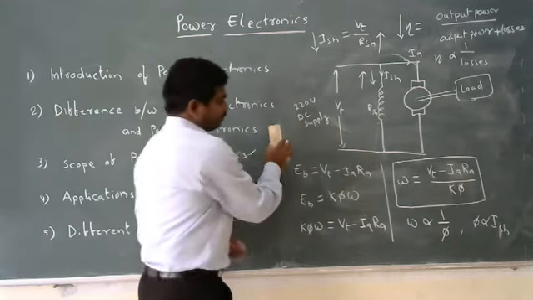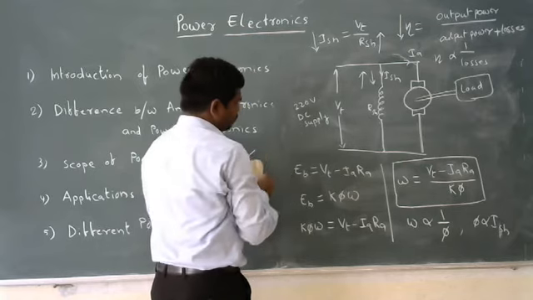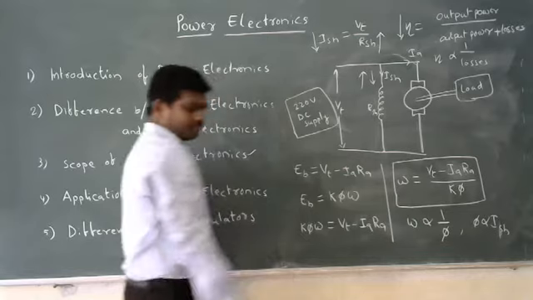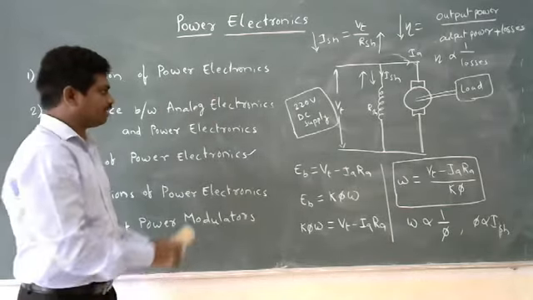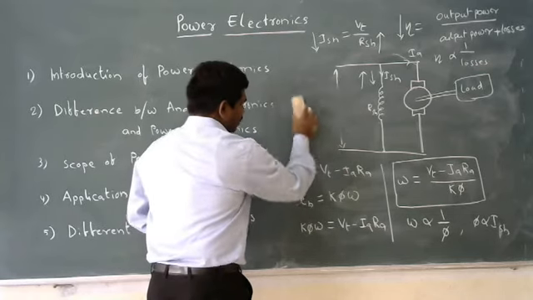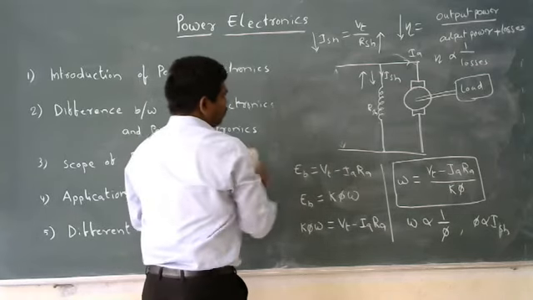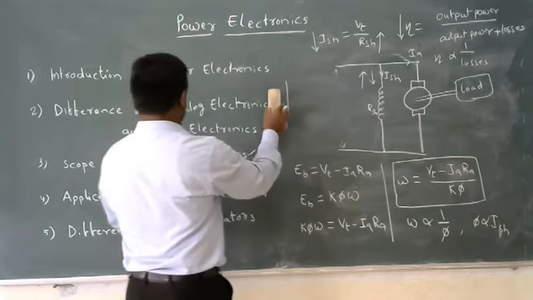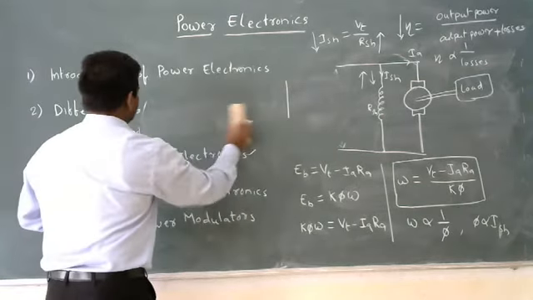Let us see here. Instead of providing the constant DC supply, what I am going to use is one power modulator here. Let us take one power modulator here.